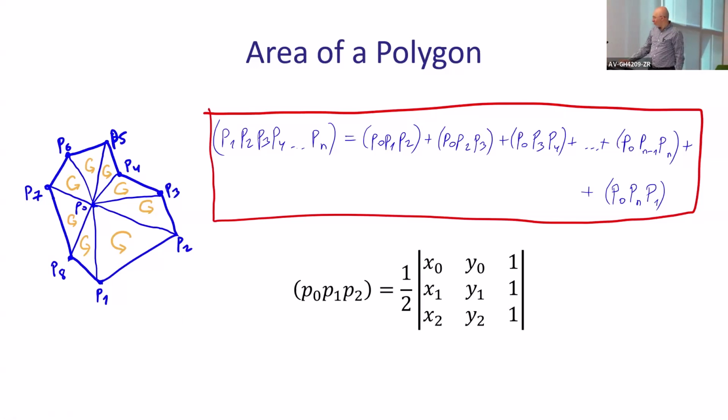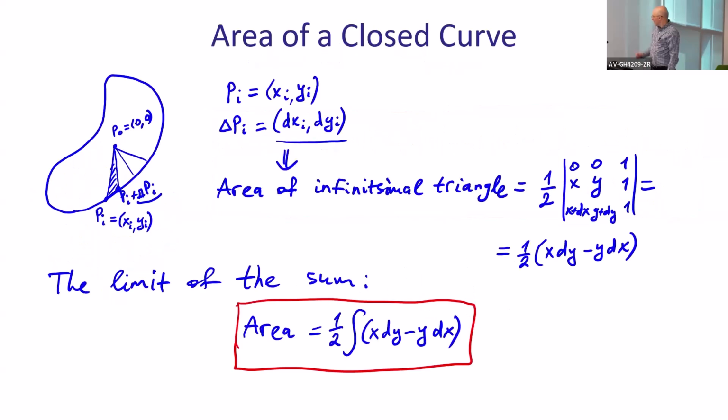So this is how you compute areas of polygons. Now, how do you compute the area of any closed curve, whatever that curve is? This is an even more interesting question, but you're doing it exactly the same way. You divide it into infinitesimal triangles, really tiny triangles.